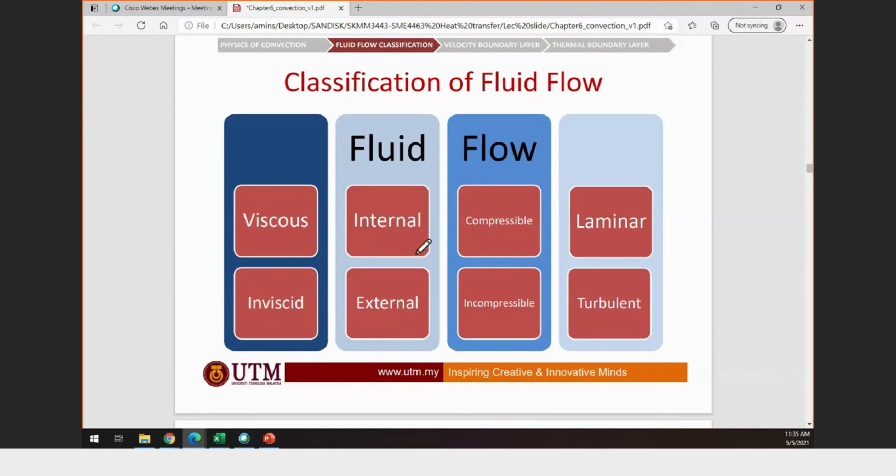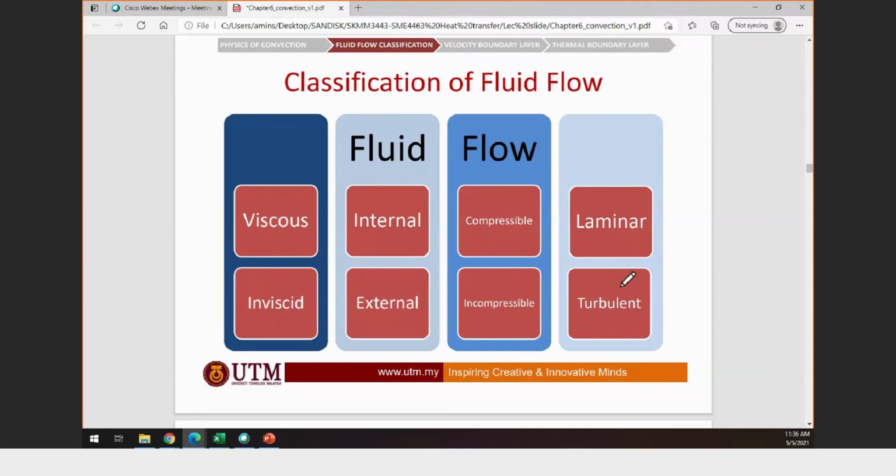Internal flow and external flow depend on the geometry. Compressible and incompressible is about whether you can compress the fluid. The example of compressible is air. Incompressible is a liquid like water. Anything that can be compressed, most gases, is considered compressible flow. But a liquid is incompressible. You cannot compress water. Then another type is laminar and turbulent.